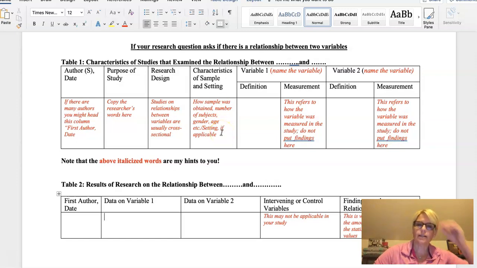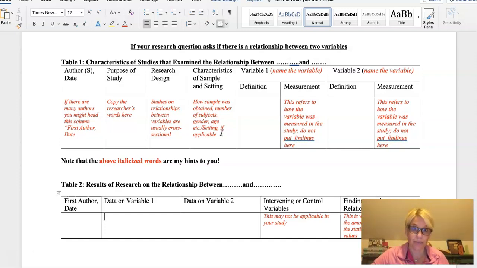The characteristics of the sample and setting. This is important for people to really get an idea of who was in your study, or who was in all of these studies. So how the sample was obtained: you can include that or not. It kind of depends on what you need to do. If it's a randomized controlled trial, for example, then you know that the sample was obtained randomly. But for sure, we need to put the number of subjects. So that needs to be N equals 55.